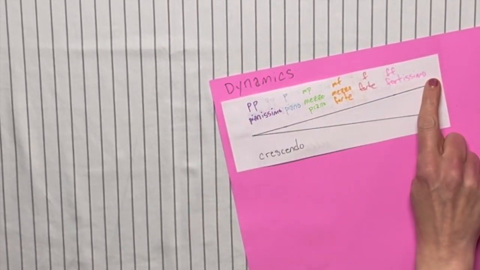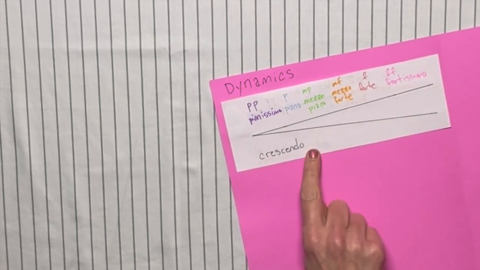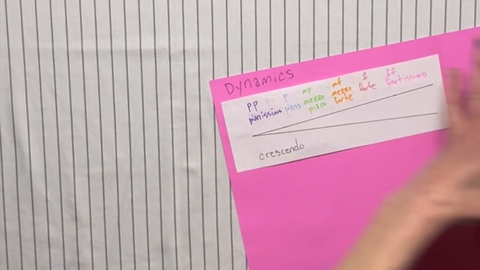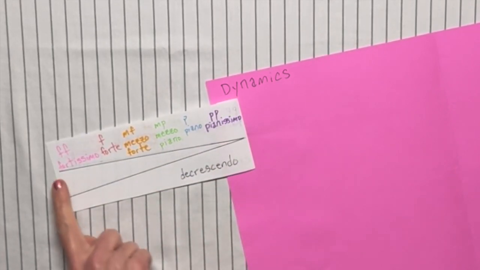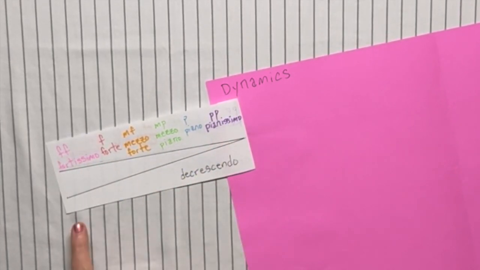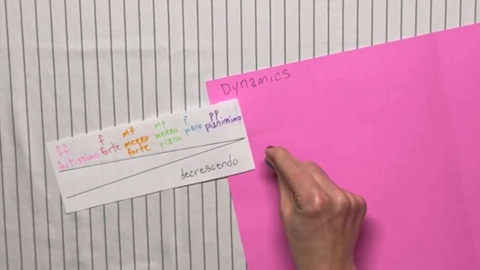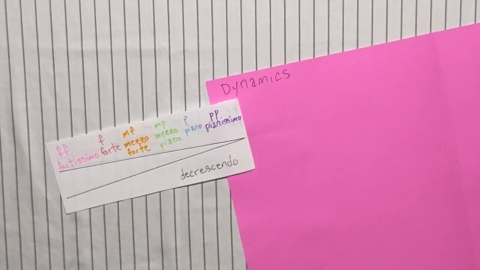So now you have this beautiful little example of all of the dynamics that you can have from the softest to the loudest. And a crescendo means that you start soft and you get louder. And then on the back, we have kind of the opposite view where you still have all those dynamics listed, but you see you might start out loud and then get softer. And that's called a decrescendo.